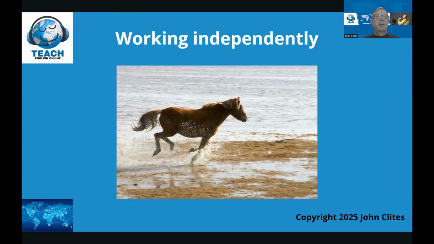Now, let's talk a little bit about working independently. So you'll be working directly with your student, receiving payments directly from them. And I love this slide. Anytime I talk about teaching independently, I show this wild horse running down the beach.